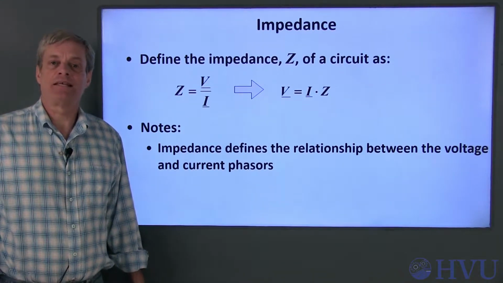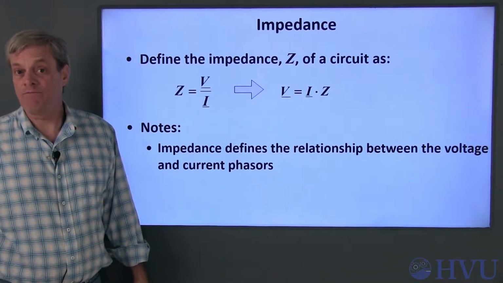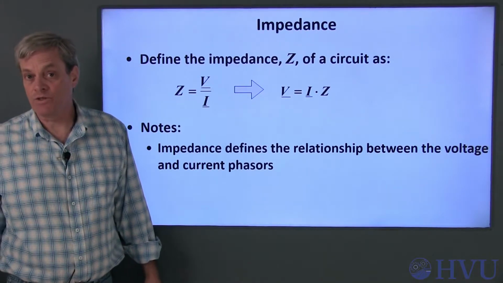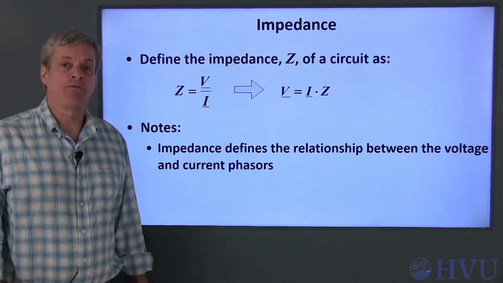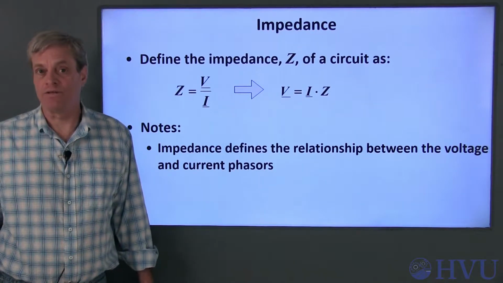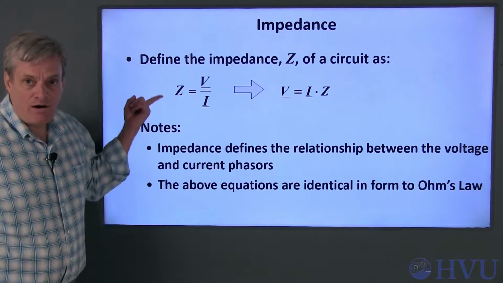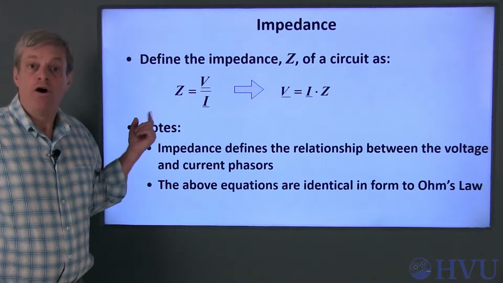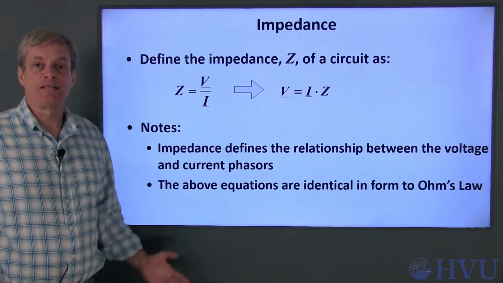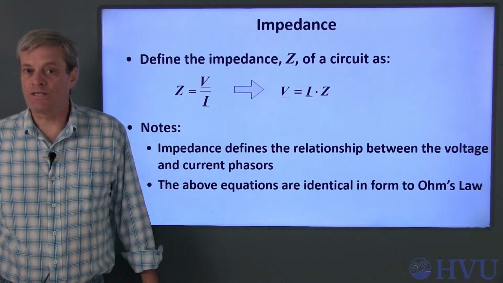However, impedance itself is not a phasor. It does not define the magnitude and phase of a sinusoid. It's a complex number that provides a relationship between phasors. The equations here are identical in form to Ohm's law. Ohm's law defines resistance as the ratio of voltage to current for a resistor.